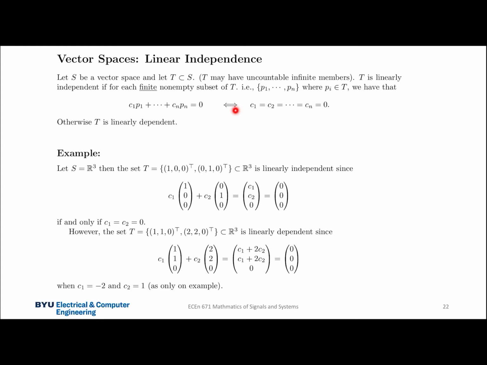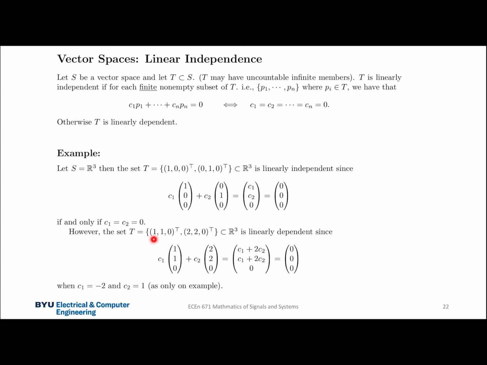All right, so let's do some examples. For example, if the vector space S is R3, then the set of vectors (1, 0, 0) and (0, 1, 0) are linearly independent, because if we take a finite linear combination, C1 times the first one plus C2 times the second, that's going to be equal to (C1, C2, 0). And the only way that can be 0 is if C1 and C2 are 0.